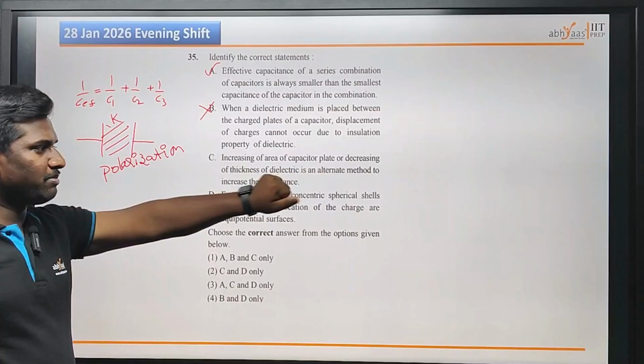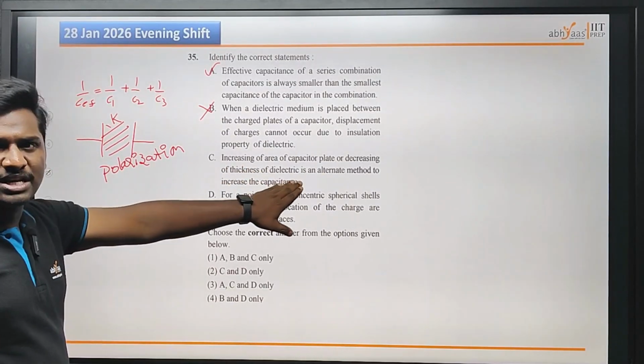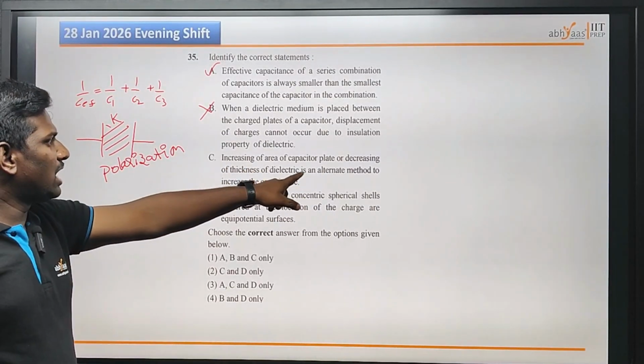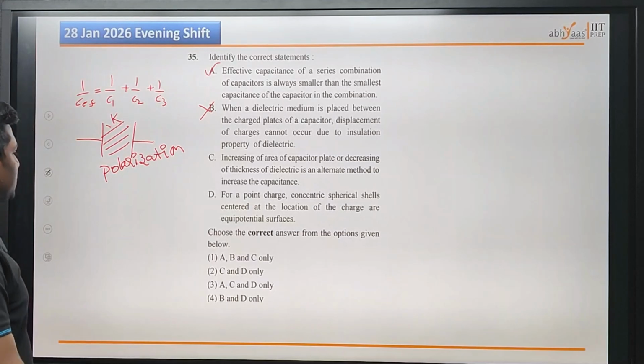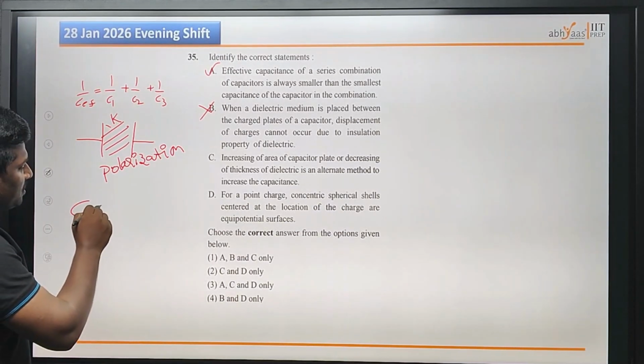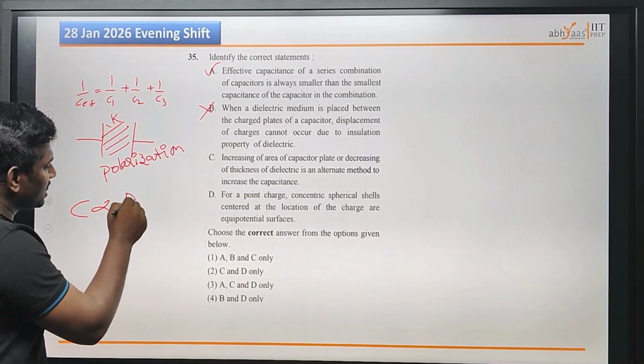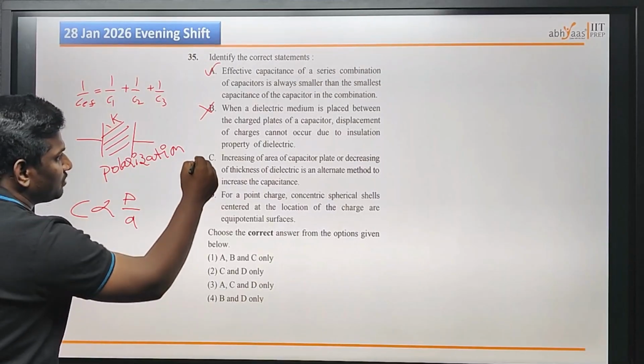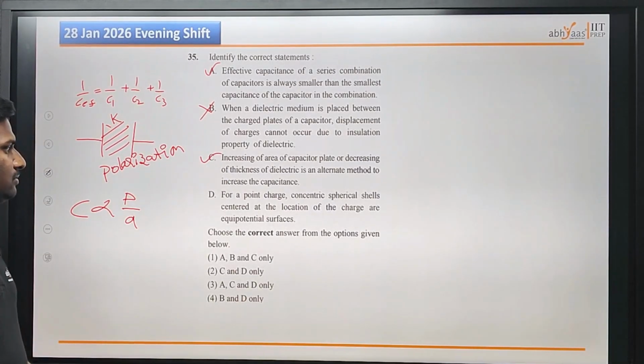Third question. Increasing the area of the capacitor or decreasing the thickness of the capacitor is an alternate method to increase the capacitance. What is the capacitance formula? Capacitance is directly proportional to A by D. Option C is also true.